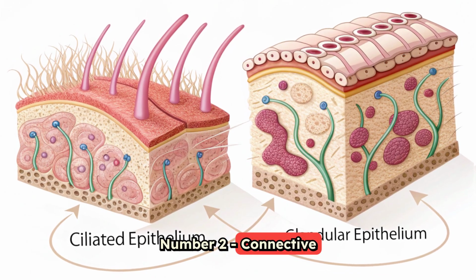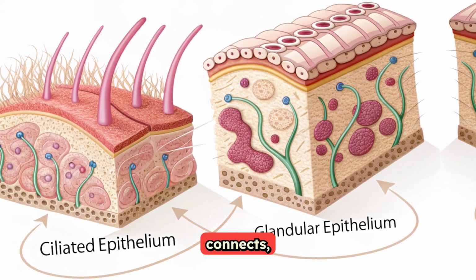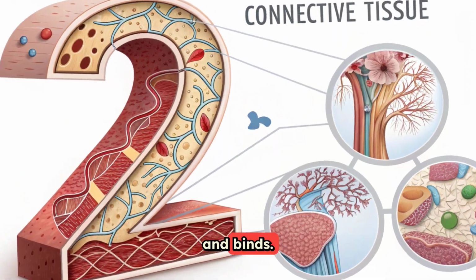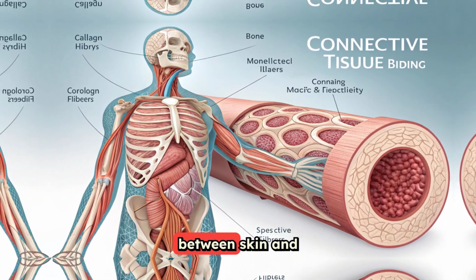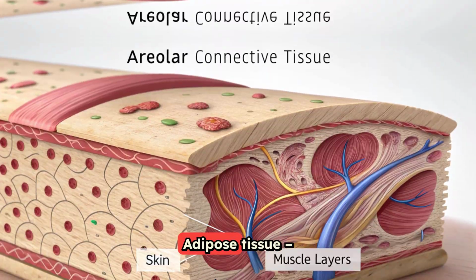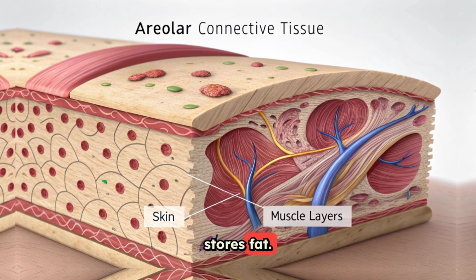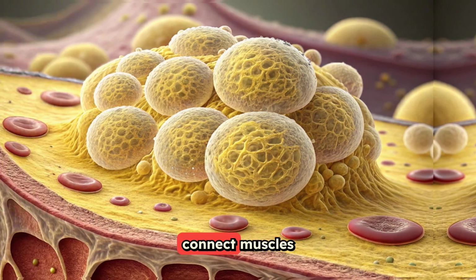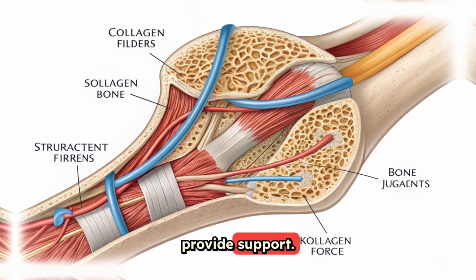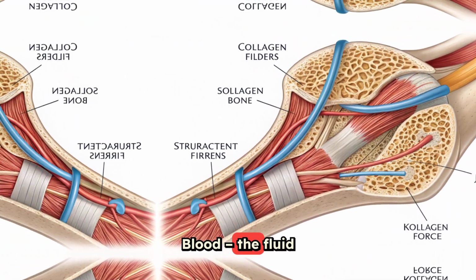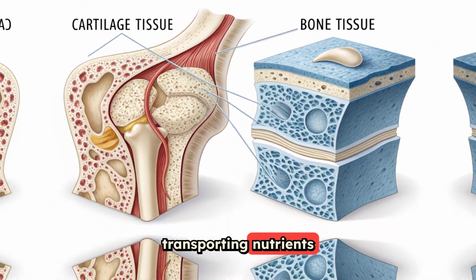Number 2, connective tissue. This tissue connects, supports, and binds. It includes areolar tissue between skin and muscles. Adipose tissue stores fat. Tendons and ligaments connect muscles and bones. Cartilage and bone provide support. Blood, the fluid connective tissue, transports nutrients and oxygen.